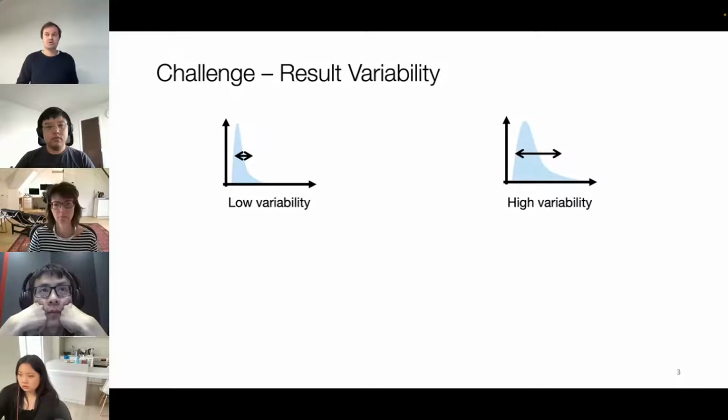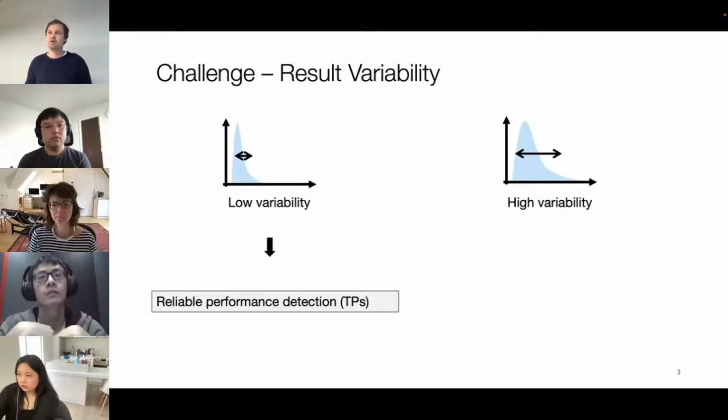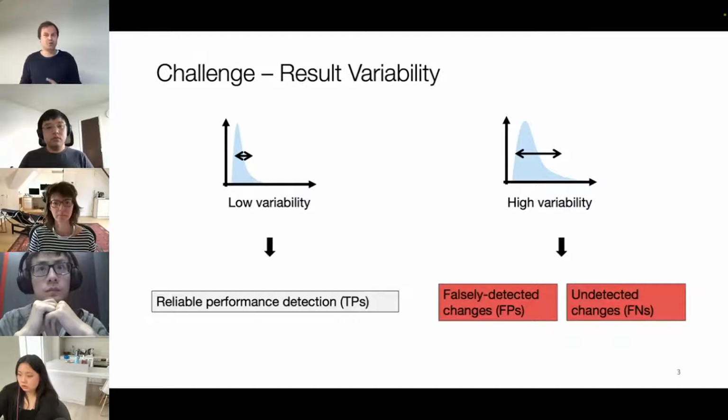When we have a benchmark with low variability, we can be almost sure that it will have reliable performance detection capabilities. Whenever we detect a performance change, we can be sure that it's actually a performance change, so a true positive. While on the other hand, when we have high variability, we can have one of these two scenarios, for example. One can be that we do not detect a change, although there should be one because it's masked by the variability, a false negative. Or we detect a change, although there should not be one, a false positive.